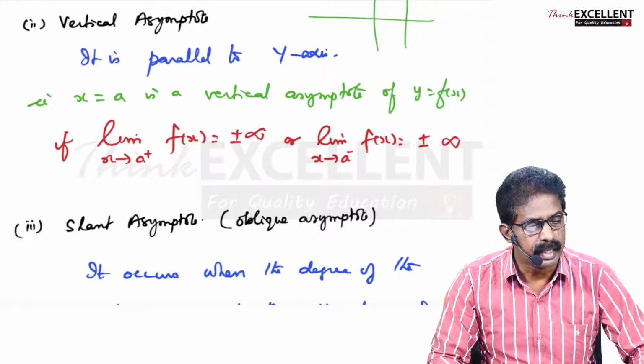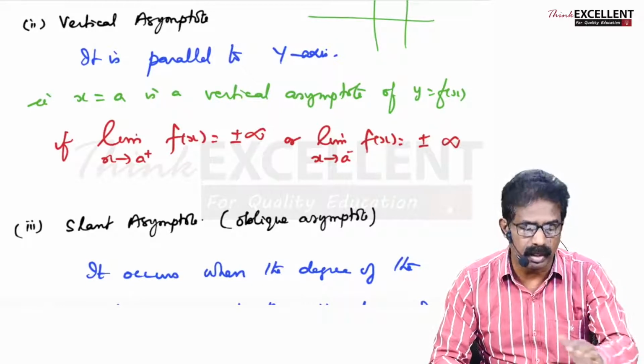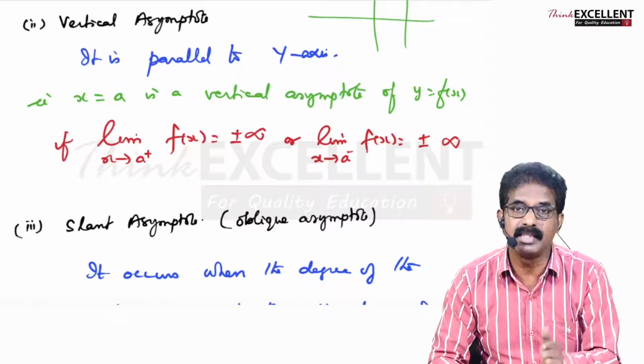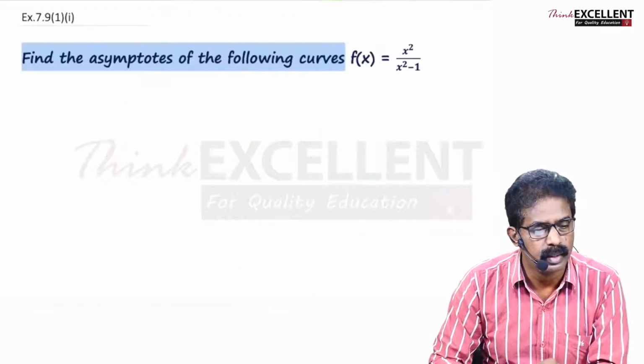Exercise 7.9. There are two types of question. First type question, finding the asymptote. Second one, draw the graph. But this is the basic thing. Asymptote, if you know, you can trace the curve also. Okay. Look at the first question.